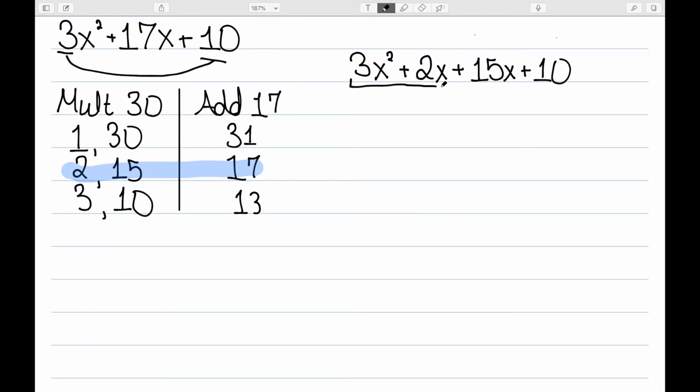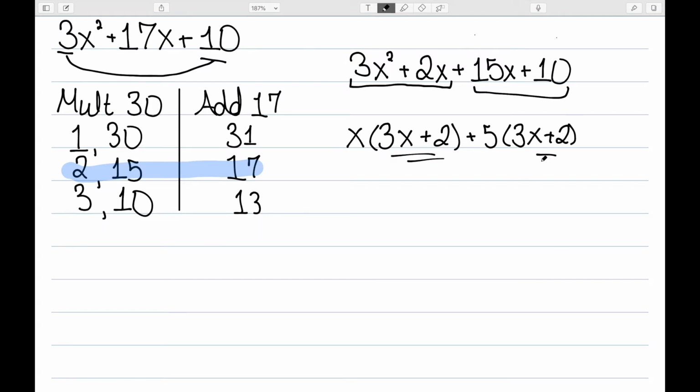And from there we factor by grouping. The first two terms have an x in common. I'm left with 3x plus 2. The next two have a 5 in common, and that leaves me with a 3x plus 2. And now they have the 3x plus 2 in common. When I remove that, I'm left with an x plus 5. So now I have my full factored form.